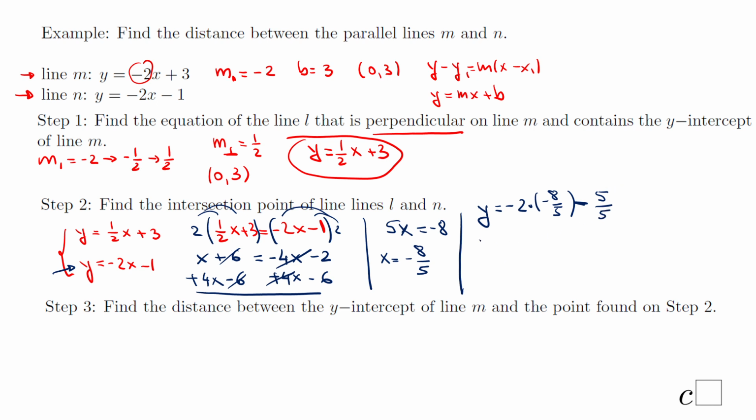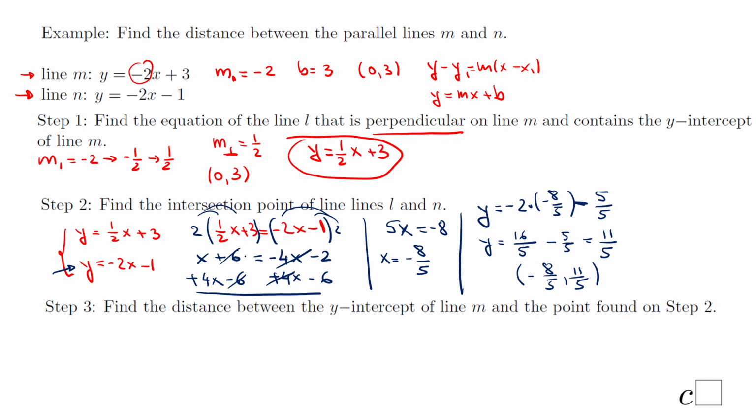So that will be y equals 2 times 8, 16. Everything is positive now because we multiply by a negative number, minus 5 over 5. So I end up here with 11 over 5. 16 minus 5, 11. So we know now the point. The point is negative 8 over 5 and 11 over 5. This is the intersection point between the line L and N.